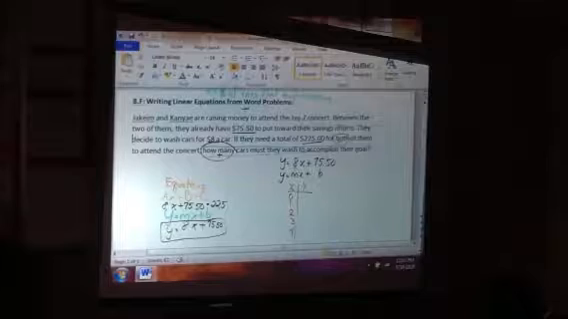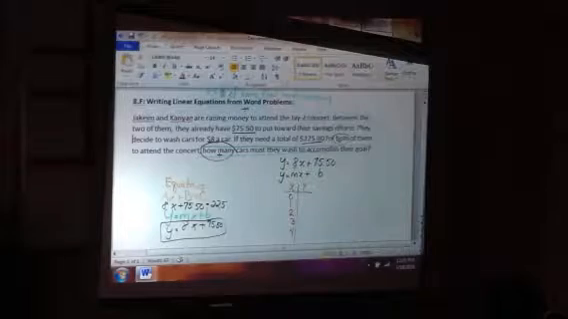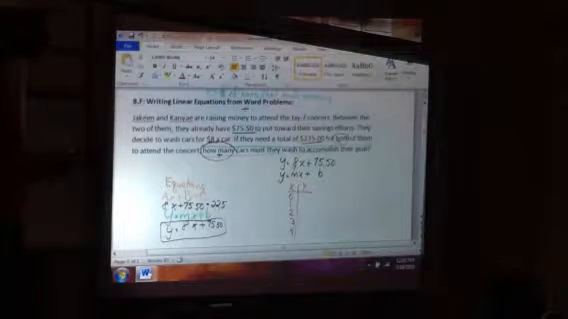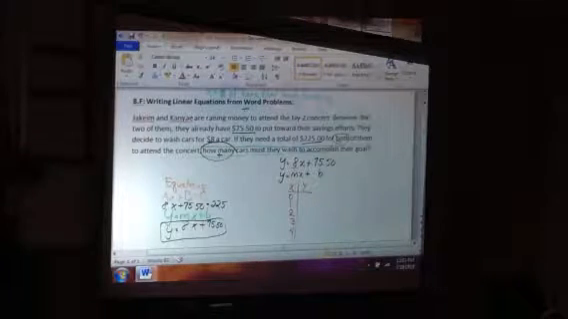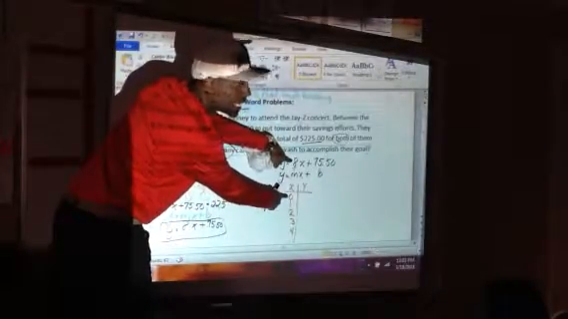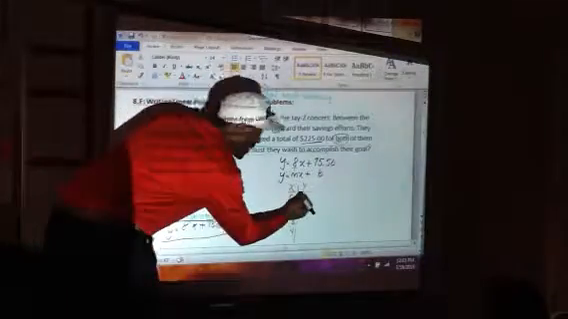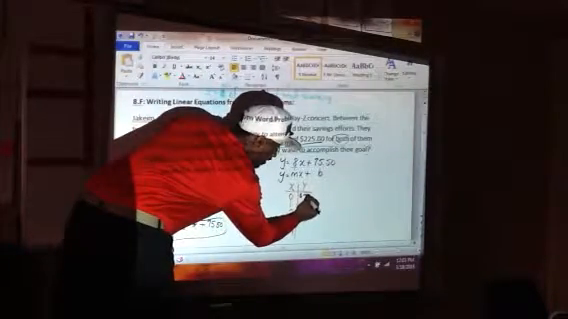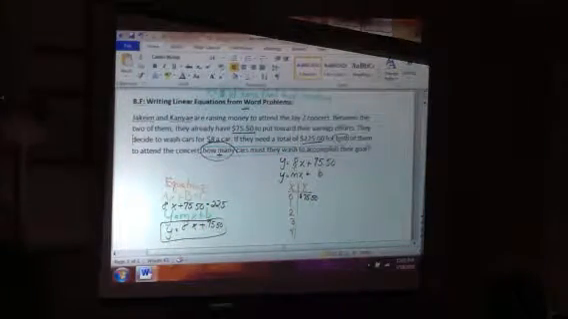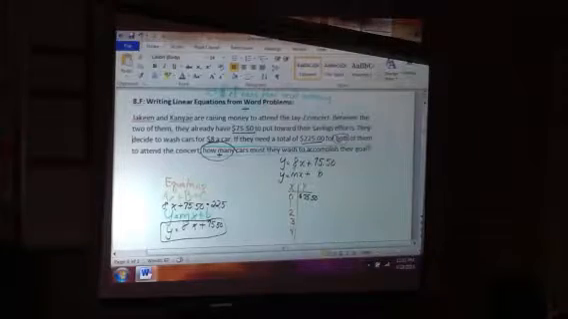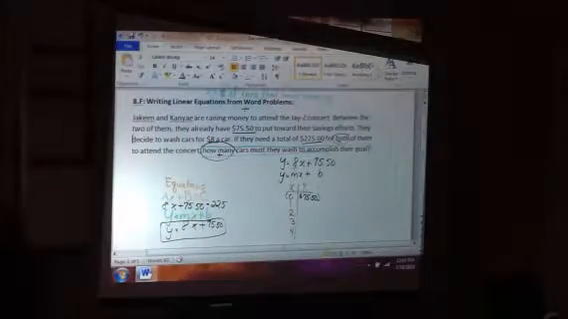What am I going to do with those x values? Plug them in for x. Starting with what digit? 0. When I plug 0 in for x, what does y equal? You ought to be able to do that in your head. 8 times 0 is 0, what are you left with? 75.50. So when x is 0, y equals $75.50. Doesn't that make sense? That's my y-intercept. We just said that. Makes a lot of sense.